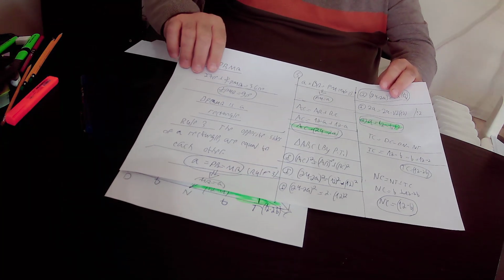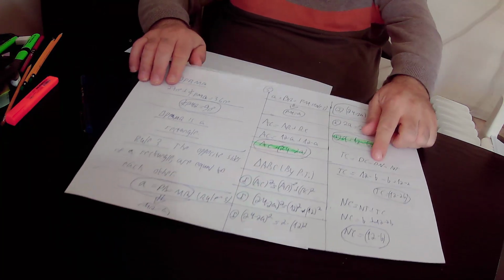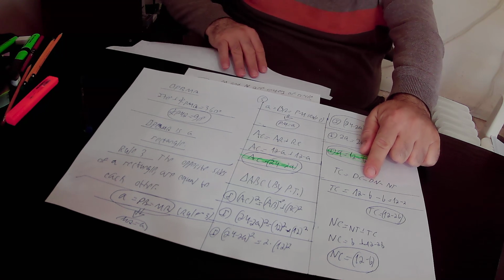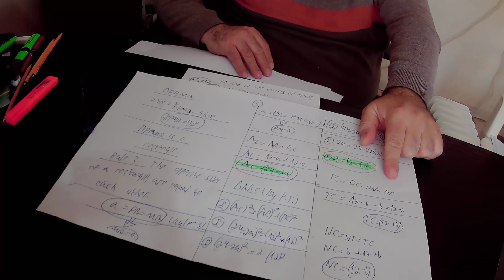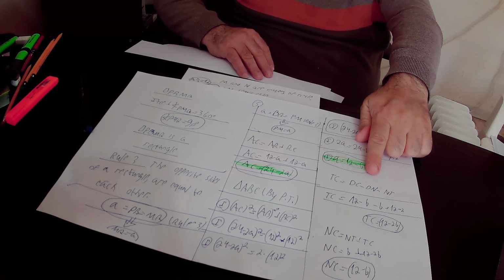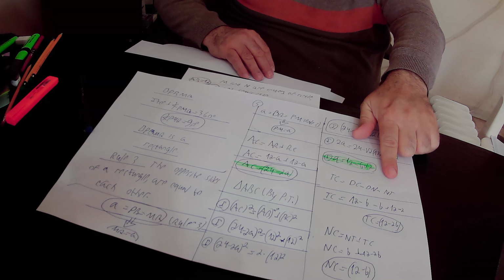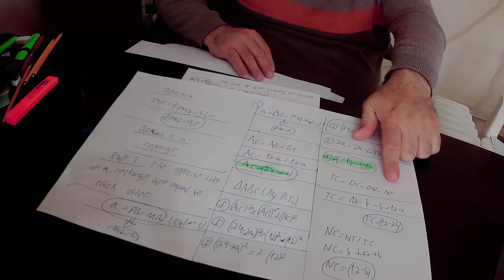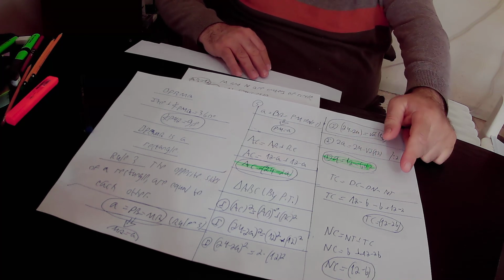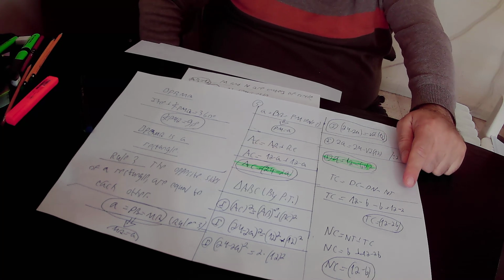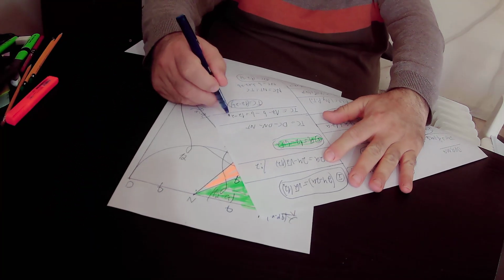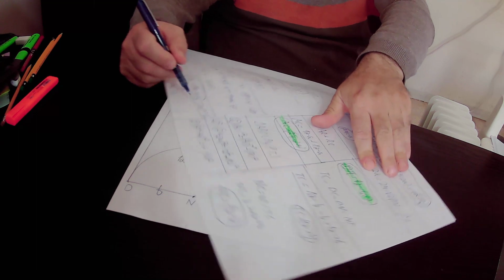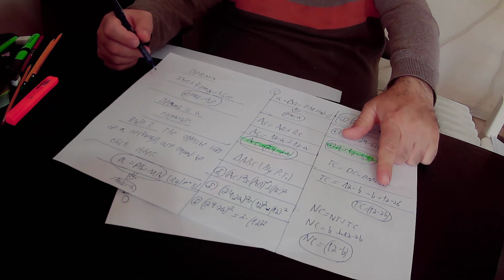TC equals DC minus DN minus NT. DC equals 12 and DN equals B, and NT is also equal to B. It is the radius of the semicircle. So in conclusion, we found out that TC equals 12 minus B minus B. That is to say, TC equals 12 minus 2B. So we found out that TC equals 12 minus 2B.